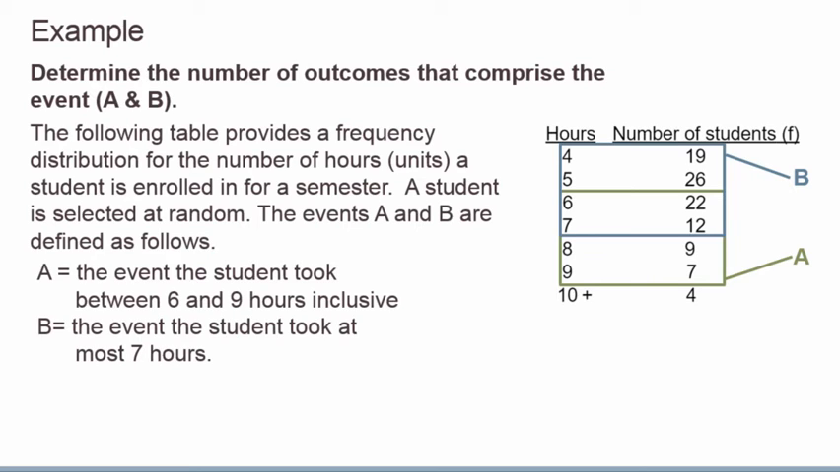To find event A and B, we want the frequencies where A and B overlap, which are 22 and 12. Event A and B is 22 plus 12, which is 34.